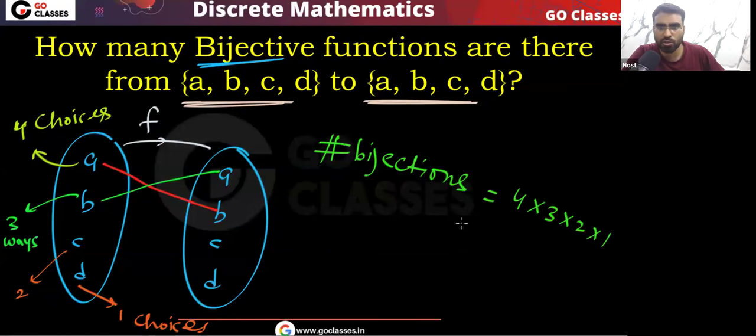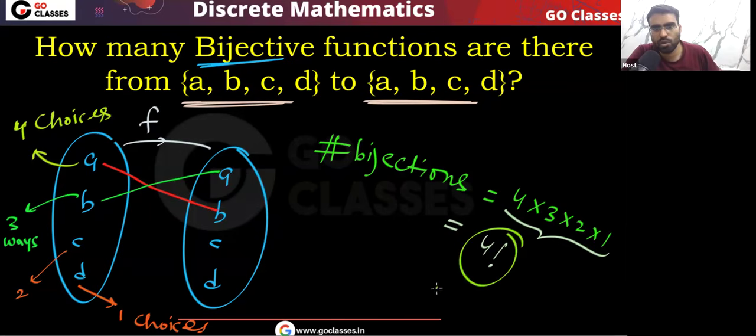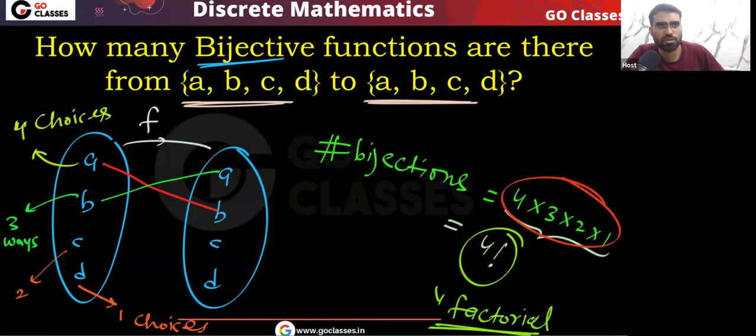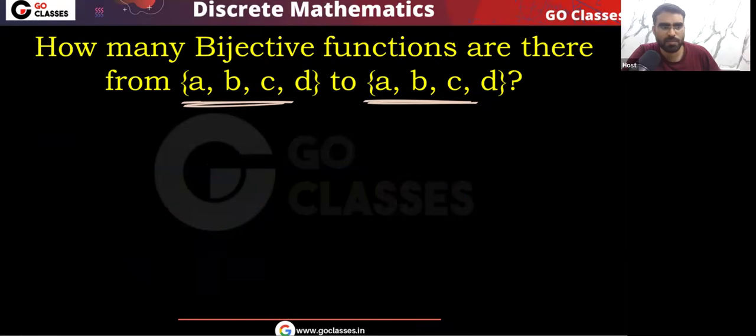And in your childhood, you have seen this equation. This is your favorite, 4 factorial. Don't worry, in combinatorics, you will study this. This is called 4 factorial. Okay, is this clear? So your answer is 4 into 3 into 2 into 1. Is this clear? Please tell me. Let me know.